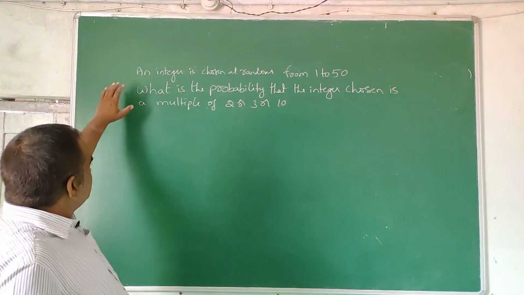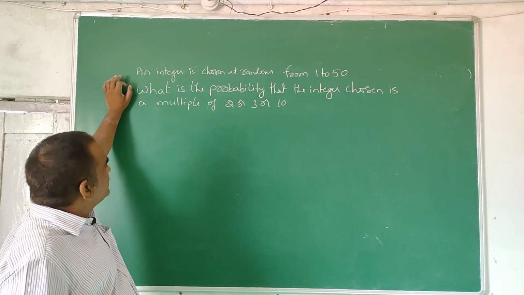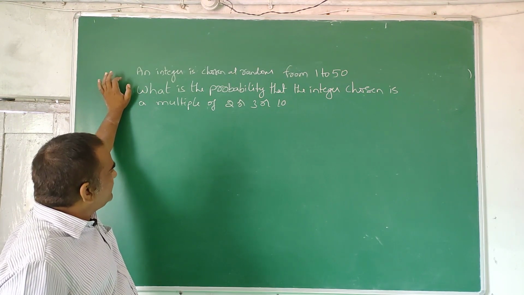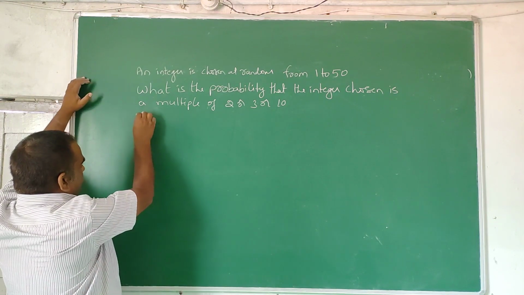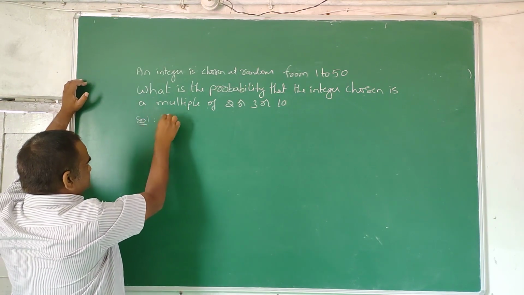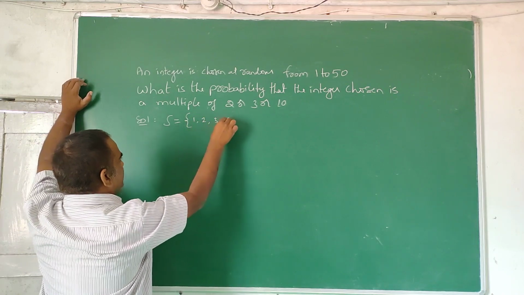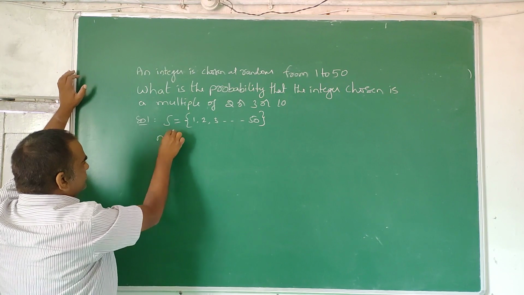So dear students, the problem is: an integer is chosen at random from 1 to 50. What is the probability that the integer chosen is a multiple of 2 or 3 or 10? Solution. We write the sample space, it is 1 to 50. So n(S) is equal to 50.